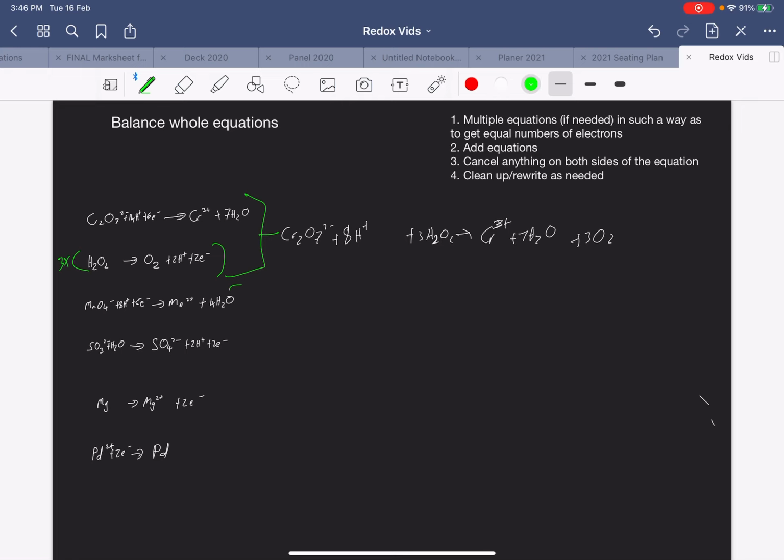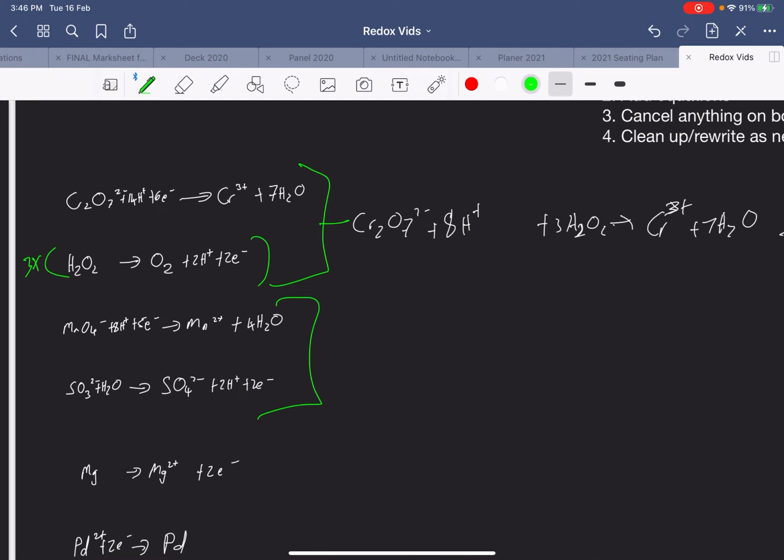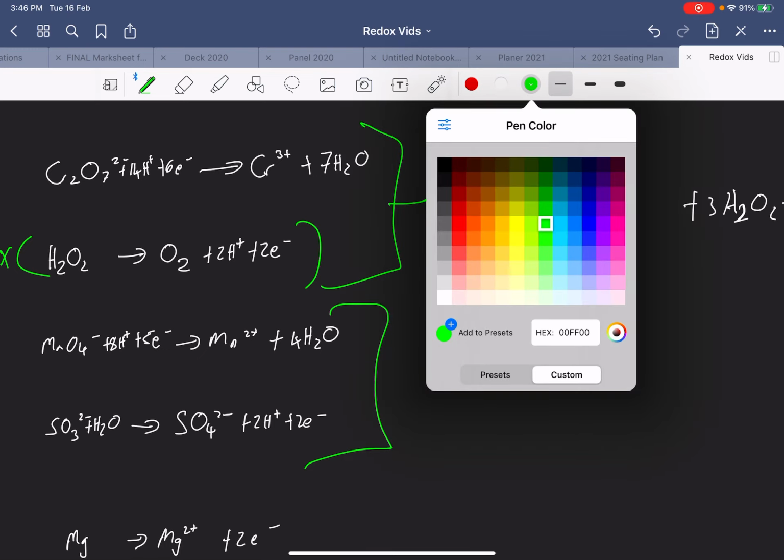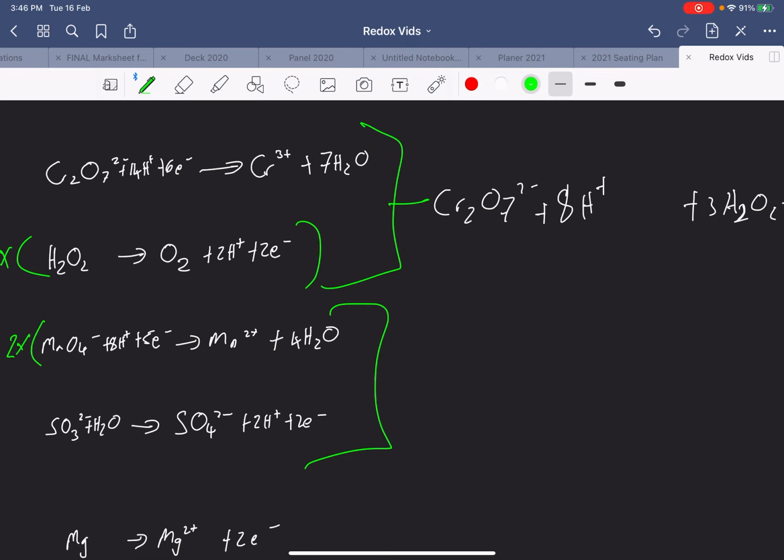All right, so let's combine these two, permanganate and sulfite. There's no common factors between 5 and 2, so we're just going to cross multiply. So I'm going to have 2 times this equation and 5 times this equation. All right, to get my answer then, I'm going to want 2MnO4 minus plus 16H plus.